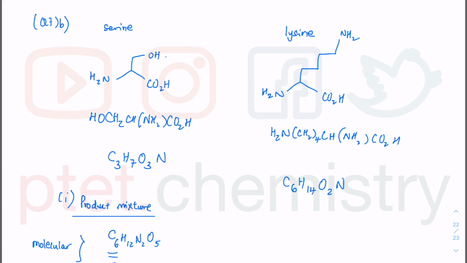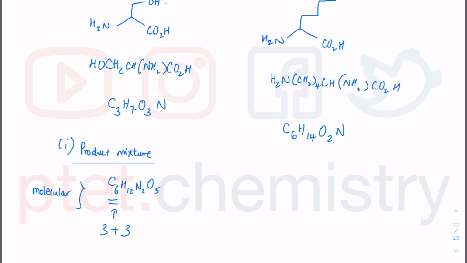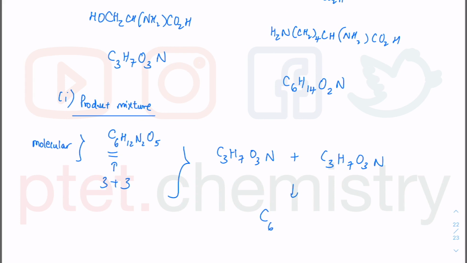Let me see. Usually when we do condensation, C3H7O3N, if I add another C3H7O3N, the total is 6 carbons, 14 hydrogens, O6, and N2. I need to take out H2O because it's a condensation reaction, so the 14 becomes 12 and the O becomes 5. That is how I get 1 H2O and this formula. So I need to do 1-time condensation.